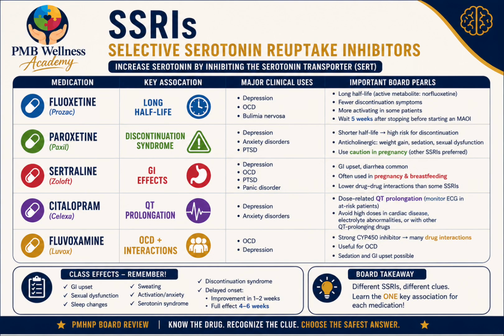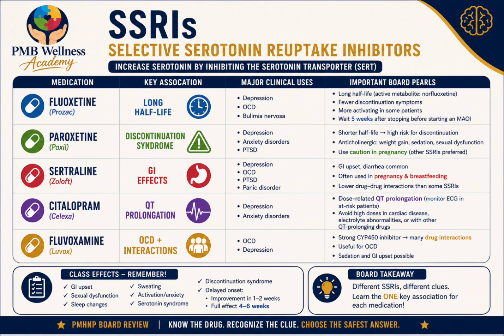Next, we'll discuss paroxetine or Paxil. Paroxetine should make you think almost the opposite, discontinuation. Its shorter half-life contributes to a greater likelihood of antidepressant discontinuation symptoms when it is abruptly stopped. Paroxetine can also be relatively sedating. It has more anticholinergic activity than many other SSRIs and may contribute to weight gain and sexual dysfunction. Pregnancy considerations are also important, and other SSRIs are generally preferred when clinically appropriate.